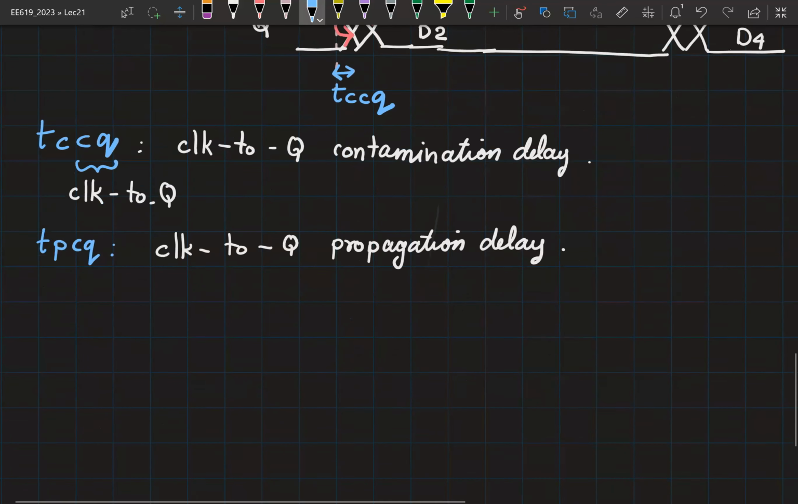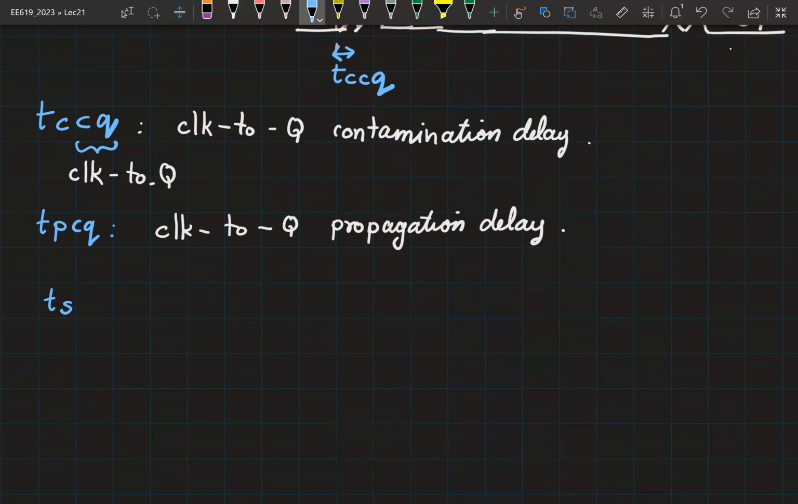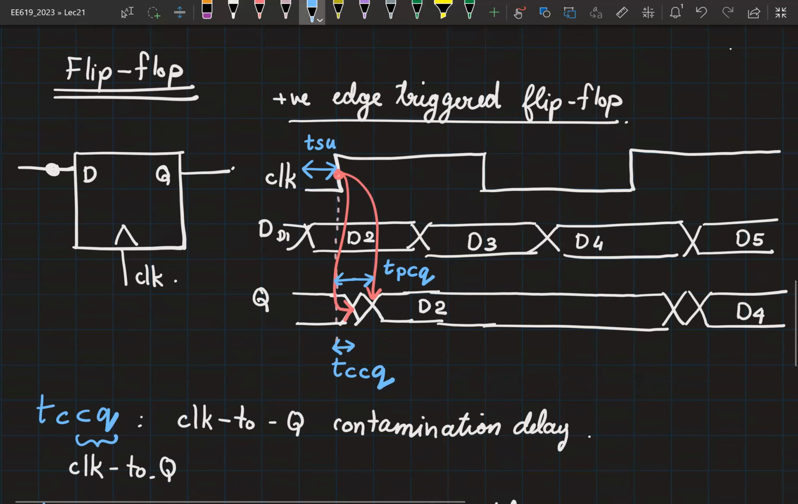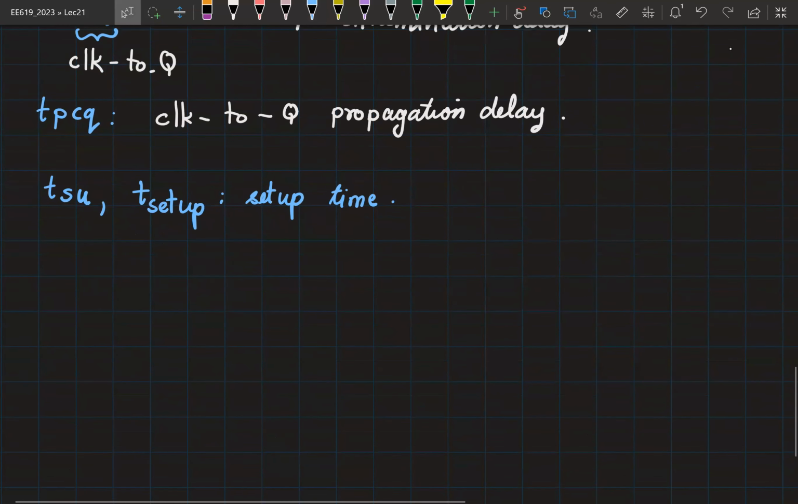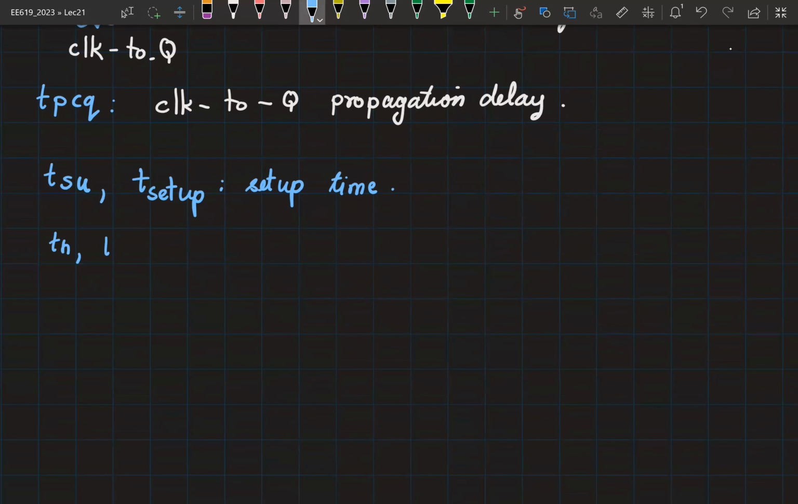Now, the setup time is sometimes represented as TSU. Sometimes you directly write it as T setup. So this is the setup time for the flop. Similarly, after the rising edge in the clock, you need to keep that data steady for some more time. And this is quantified using hold time, TH. Again, you represent this as either TH or T hold. This is the hold time.